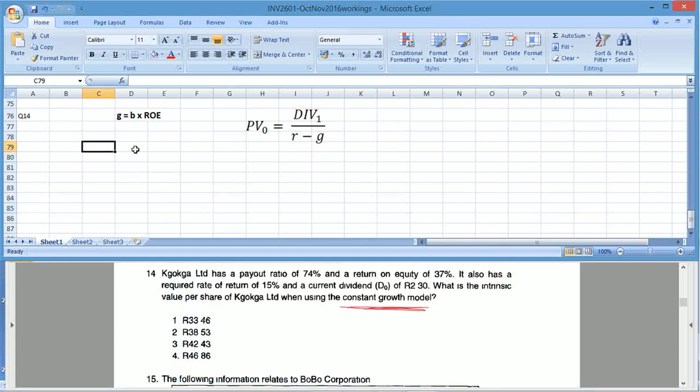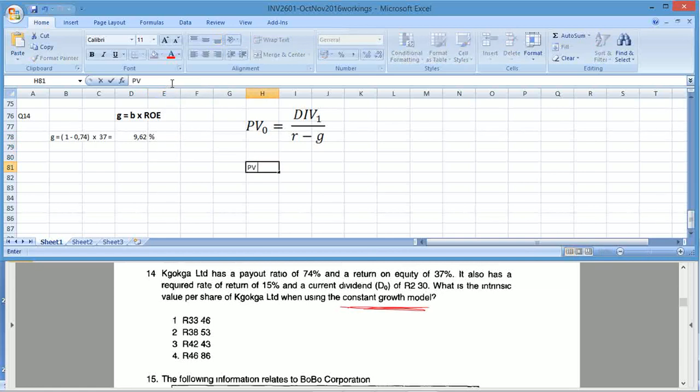K has a payout ratio of 74%. I want growth, so G equals brackets. Retention is 1 minus payout. So 1 minus 0.74 gives me the retention. Okay, so whatever I don't pay out, I retain. So if I'm paying out 74%, I'm going to retain what's left, so 26%, which is 1 minus 0.74. Right, multiply that by return on equity, which is 37%. That gives me a growth rate of 9.62%. Okay, it also has a required return of 15%.